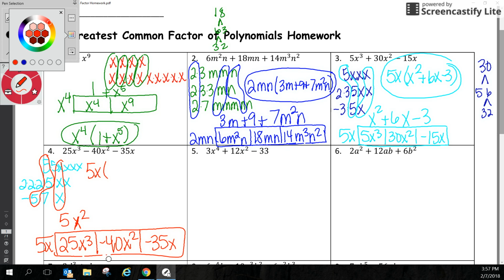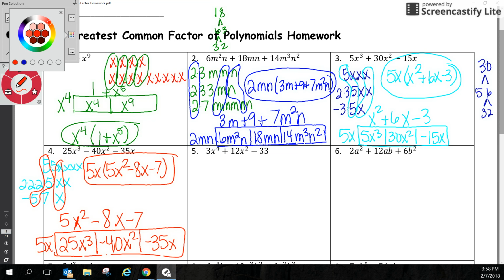5 times what gives me negative 40? It needs to be negative, and then 5 times 8 gives me 40. X times what gives me x squared? That's going to be 1 more x. And then 5 times what gives me negative 35 would be negative 7. I already have the x, so I don't need that. So it's going to be 5x times 5x squared minus 8x minus 7.